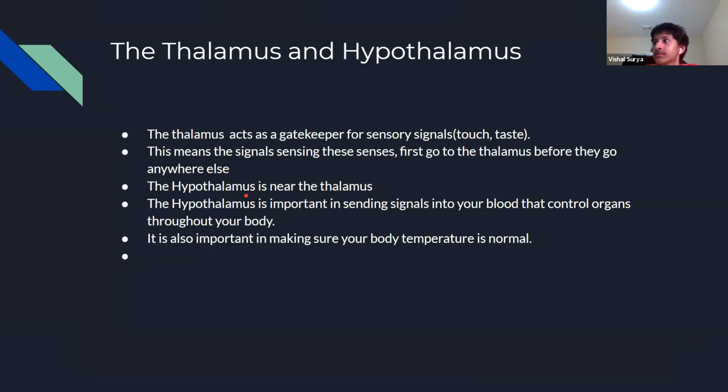Okay, so now we'll talk about another type of structure in the brain. These structures we'll go over are called the thalamus and the hypothalamus.